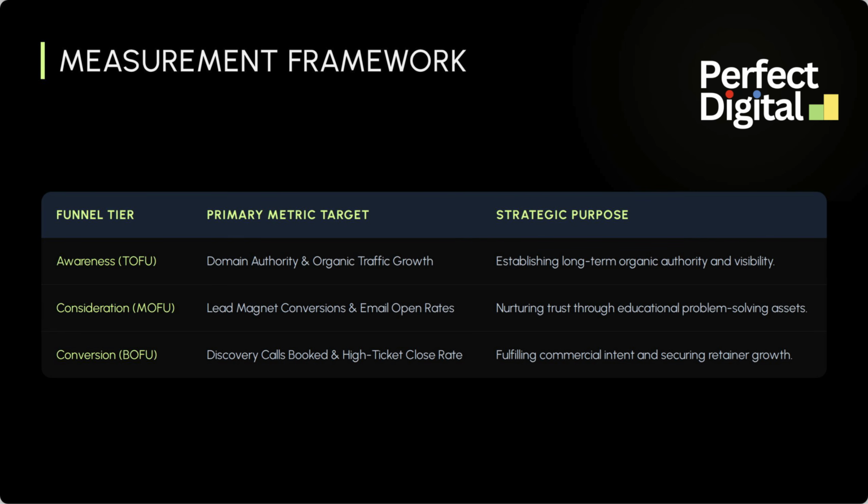Under the middle of the funnel, which is consideration, we have lead magnet conversions and email open rates. The strategic purpose here is to nurture trust through educational problem solving assets. At the conversion stage, which is the bottom of the funnel, the primary metric target is discovery calls booked and high ticket close rates, fulfilling commercial intent and securing retainer growth.